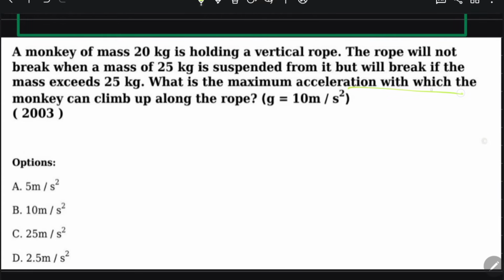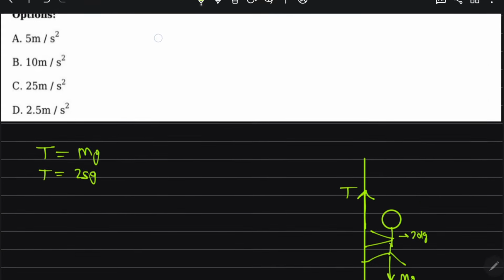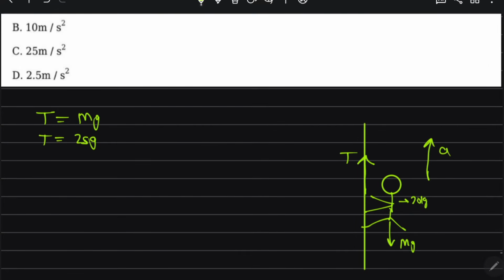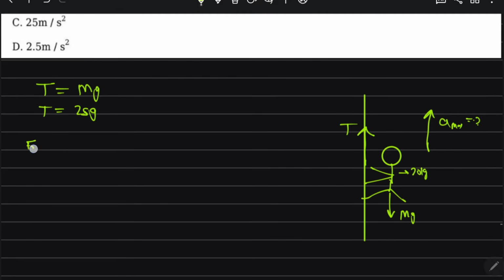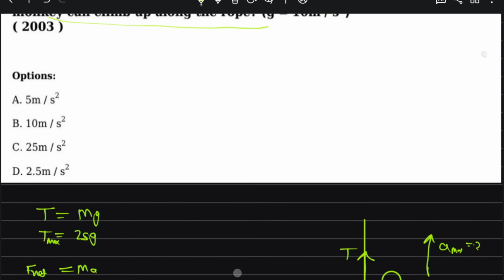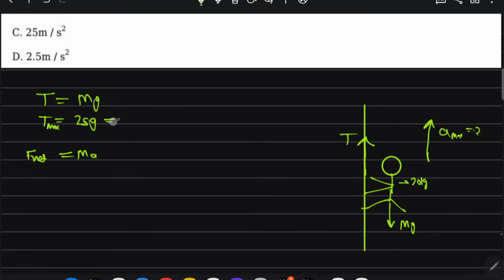What is the maximum acceleration with which the monkey can climb up along the rope? They are asking with what maximum acceleration the monkey can climb up the rope. So just apply the equation of motion: F net is equal to mass into acceleration. This is our maximum tension. If the tension comes greater than 250 Newton, the string is going to break.